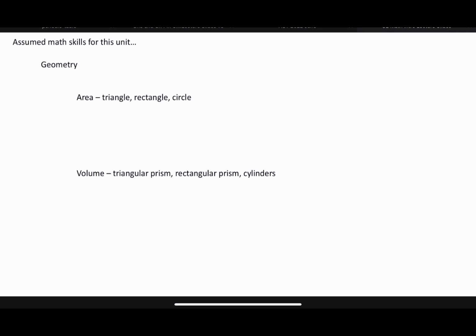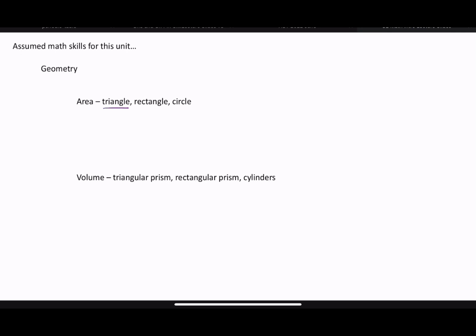It is expected that we can calculate the area of some standard shapes. For example, the area of a triangle, we should be able to do that, where area equals 1/2 base times height. Rectangles: area equals length times width, where this is a length and this is a width. And circles, anybody remember? Pi r squared is equal to the area.